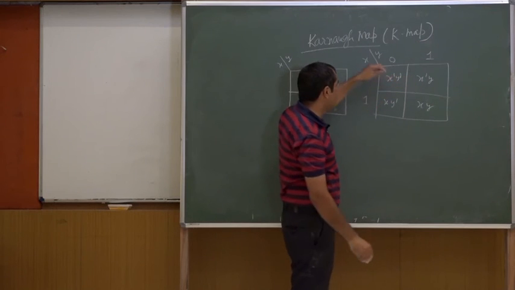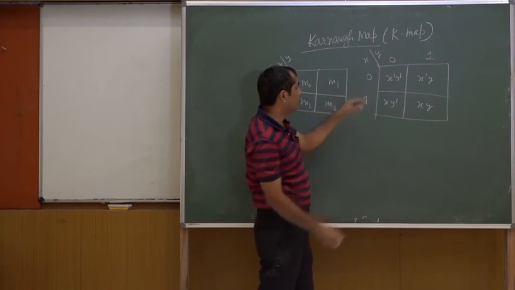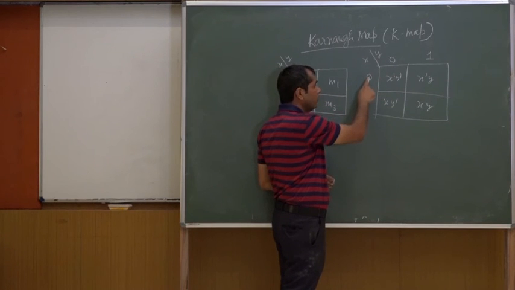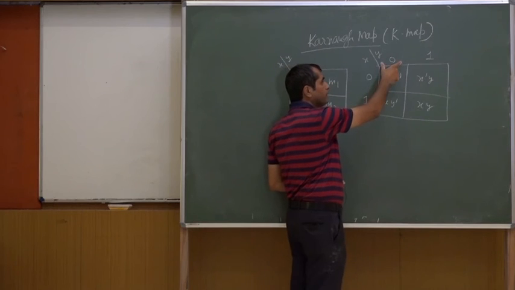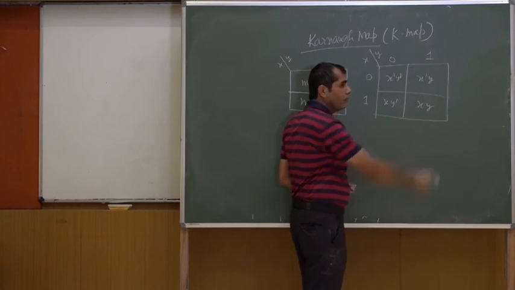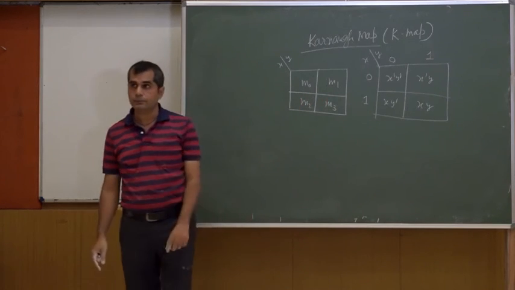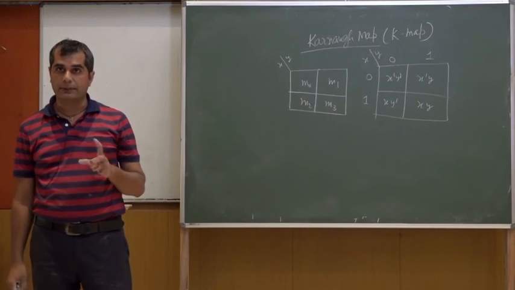So, this row is for x equal to 0. This one is for x equal to 1. Similarly, the first column is y equal to 0, and another one is for y equal to 1. Is it clear? Now, just look at the adjacent blocks.